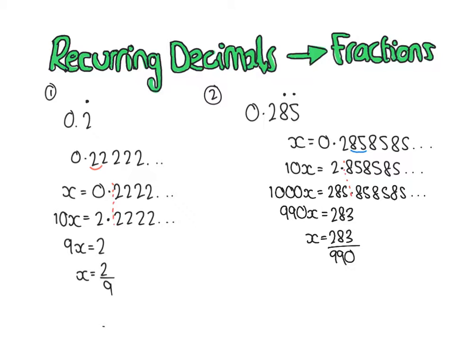Checking on our calculator, two things. One, whether that simplifies. 283 over 990 doesn't simplify. And also, if you press SD, it will put it into a decimal, and we can see that as a decimal, we've got 0.28585, and so on. Okay, so that's our verification.